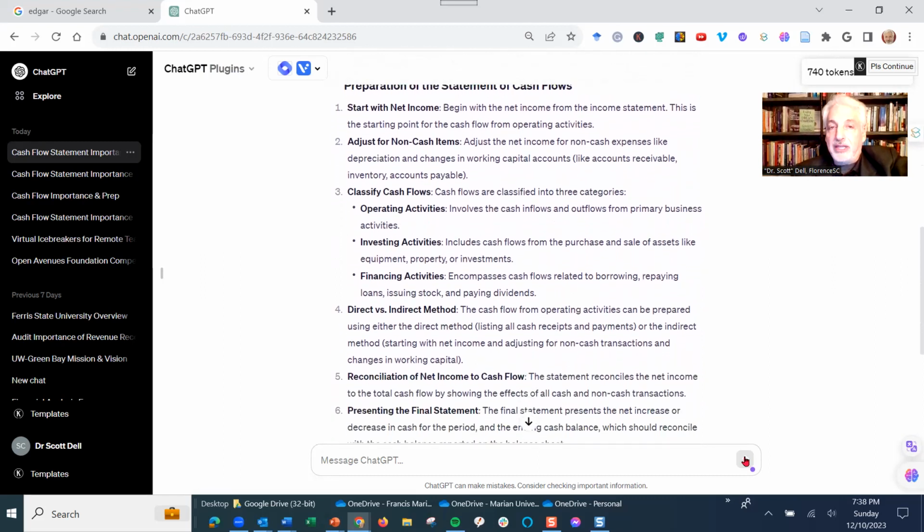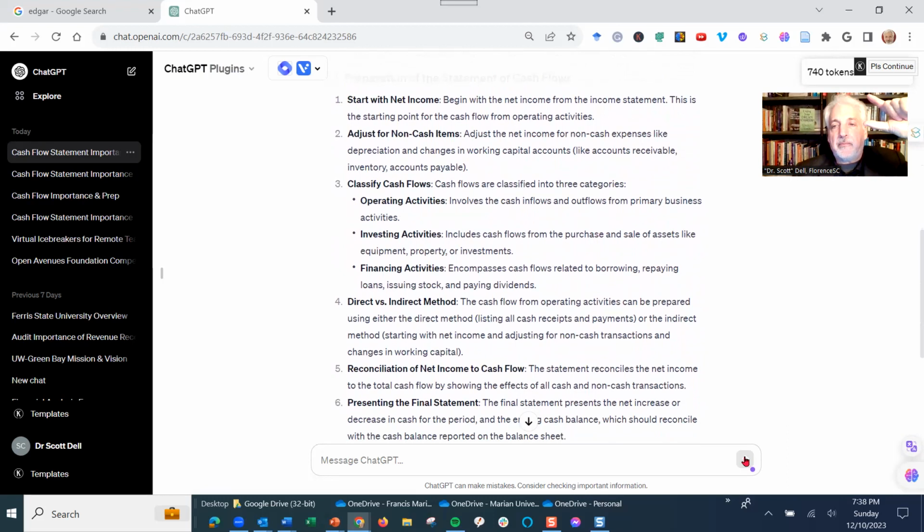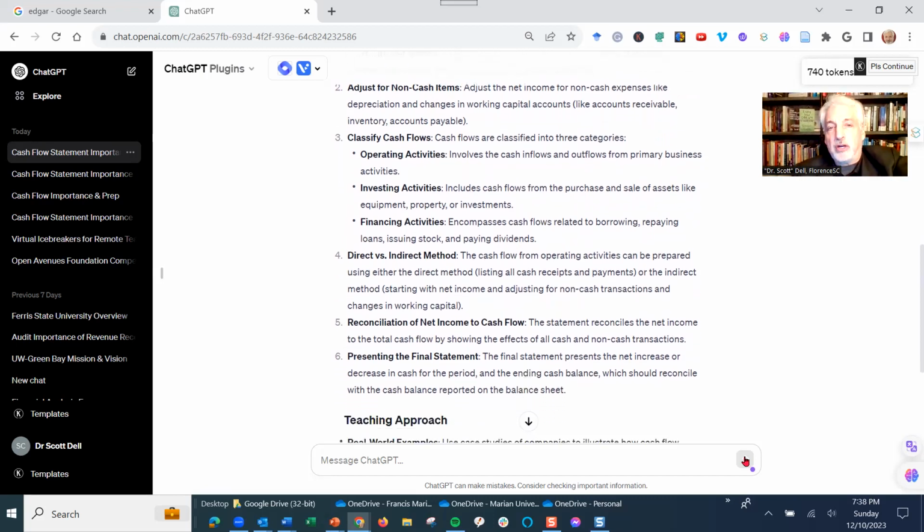How do we prepare? Start with net income. The first item is net income. Better match your income statement. Then we have adjustments of non-cash items. Okay, so depreciation expense, we deduct to get net income, but we have to add that back because that's non-cash. We'll see how some of those other non-cash items fit in the flow.